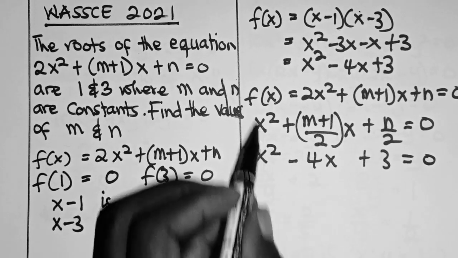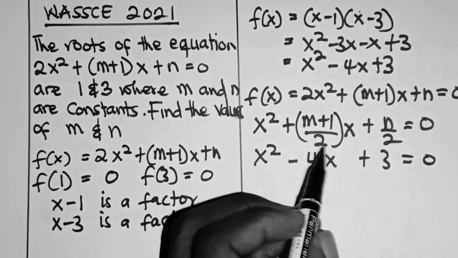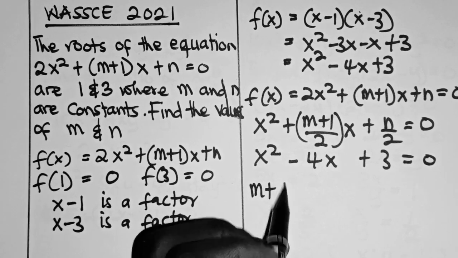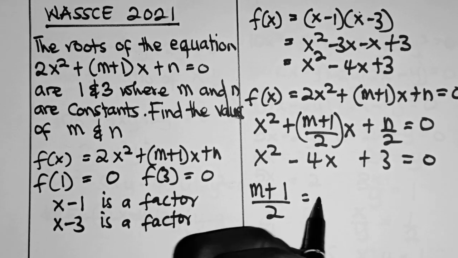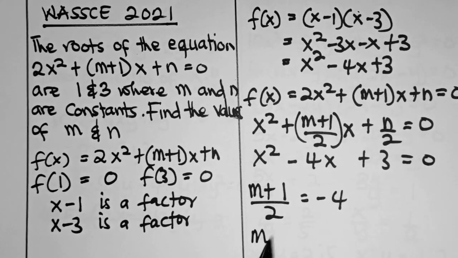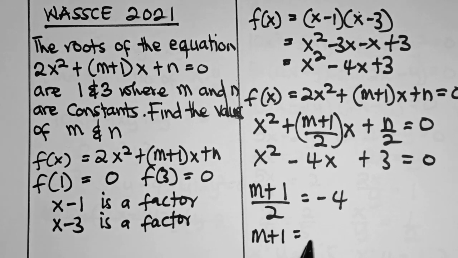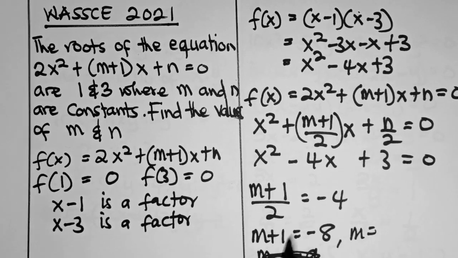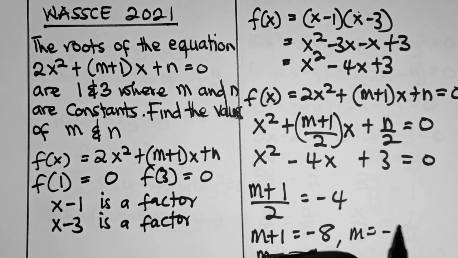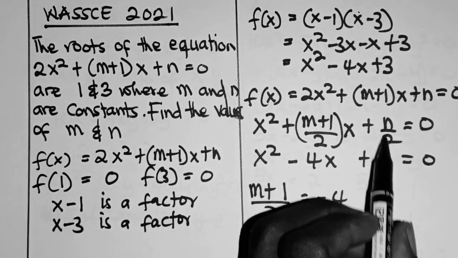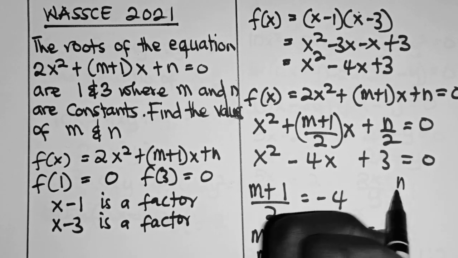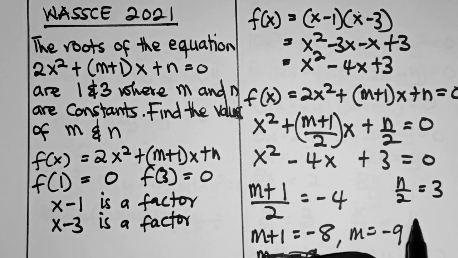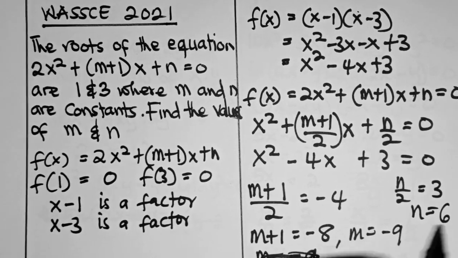So we can compare x squared, x, and the constants. So we can compare their coefficients. So it means that (m plus 1) divided by 2 is equal to minus 4. So m plus 1 is equal to 2 times minus 4, which is minus 8. So m is equal to minus 8 minus 1, which is minus 9. And then if we come here, you see that n over 2 is equal to 3. So n is equal to 2 times 3, and therefore n is equal to 6.